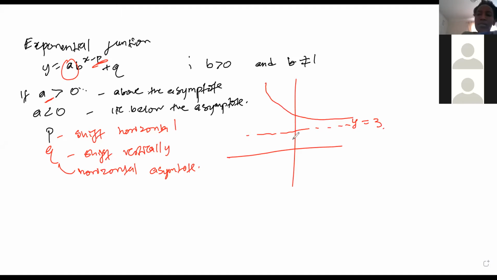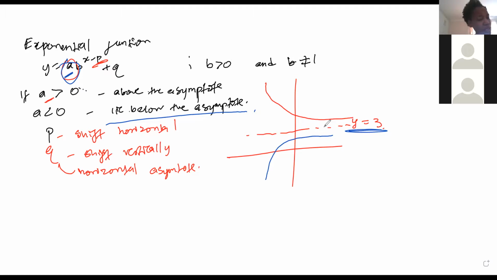And then if your asymptote was again y = 3, but the value of a was negative, then your graph must be below the asymptote. That means you're going to draw it somewhere under that line. This just helps you to see if you're drawing your graph right, because if you see a negative number over here, you know your graph must be below your line of asymptote. So I think that's about it on the exponential function.